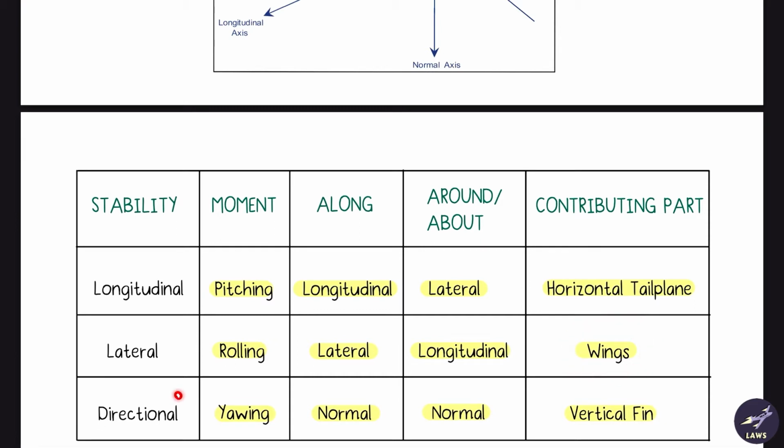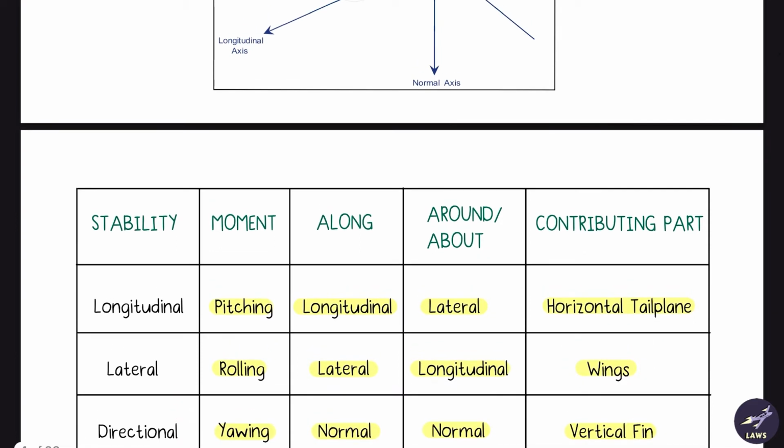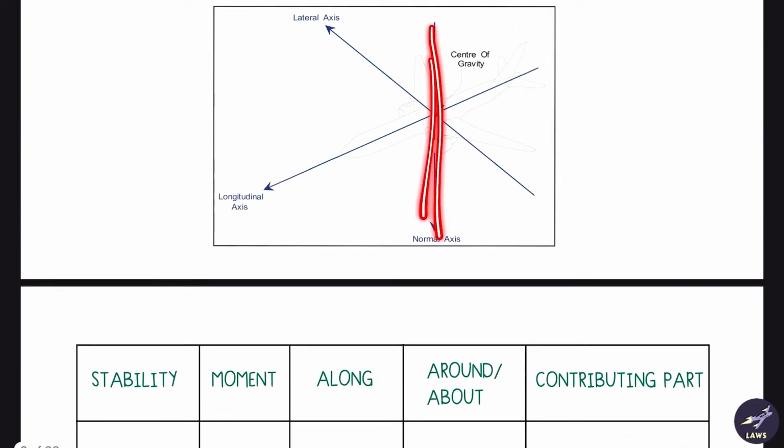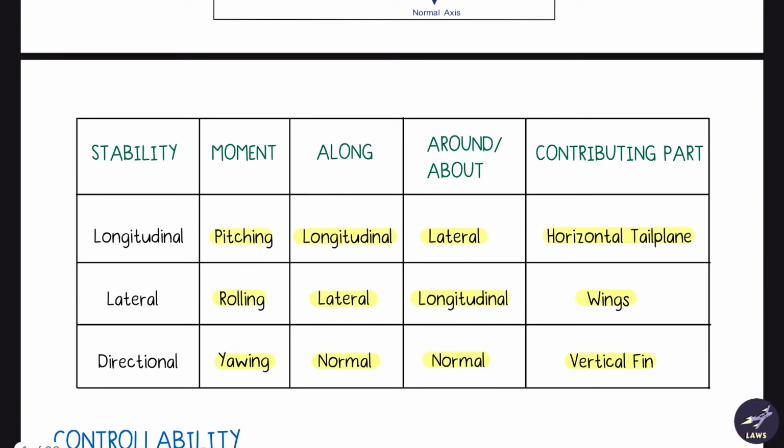For directional stability, the moment is yawing. It is along the normal axis. So both along and around or about, it is the normal axis. The contributory part is the fin.